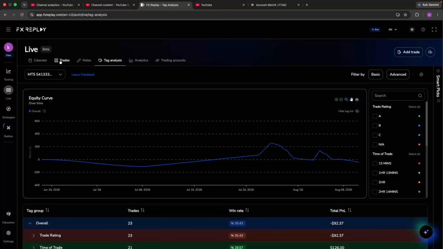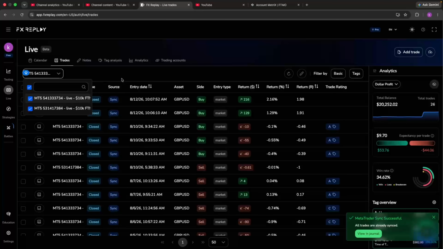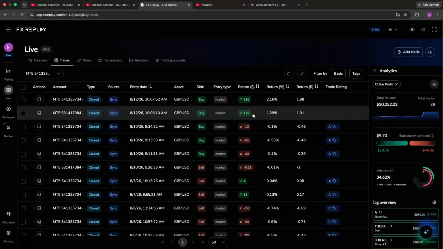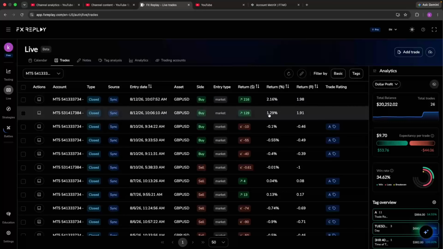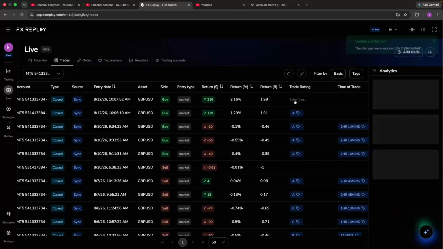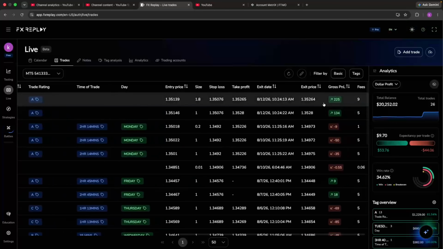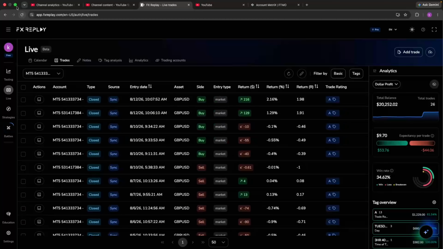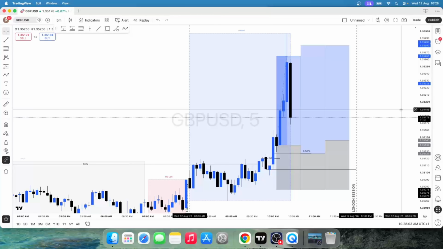Finally. Right. Now if I go to trades, as you can see, I'm up $129 on 216, return 1.9R, and then return percentage 2.16%, 1.29%. So yeah, good day. Trade rating A, and then I'll journal the rest of the trade in a minute. But as you can see, these are the trades of today, and that is me done for today. Very, very quick and lovely day. And now that is it.